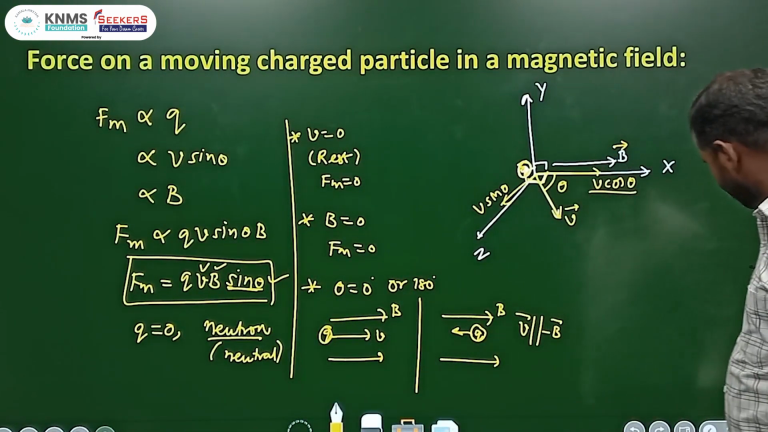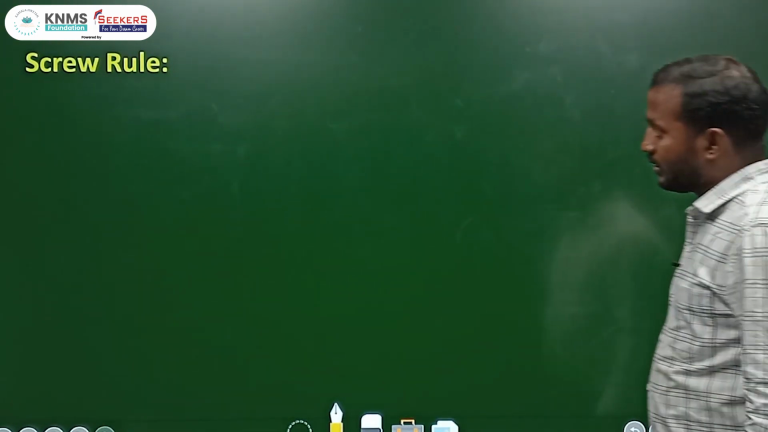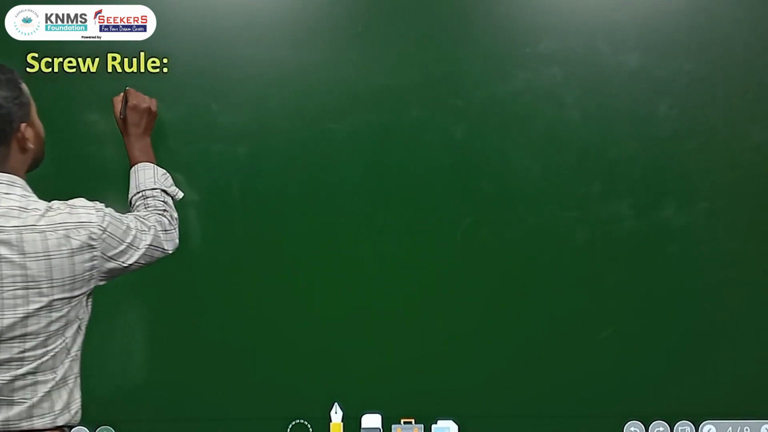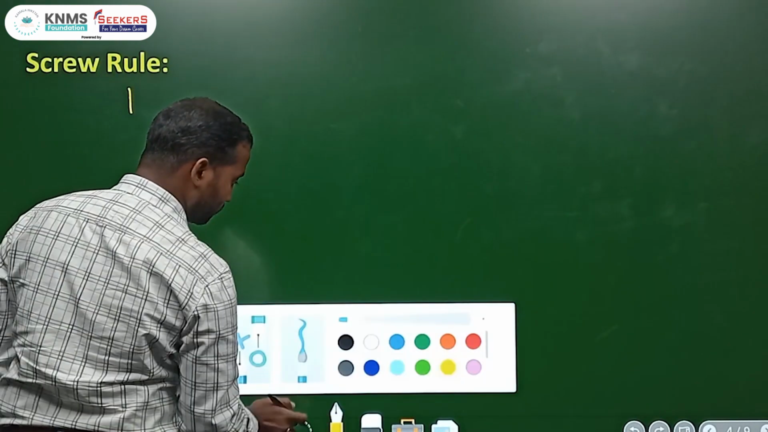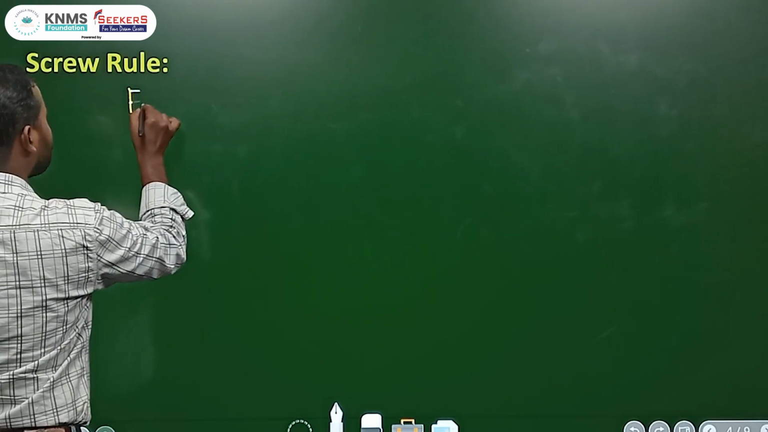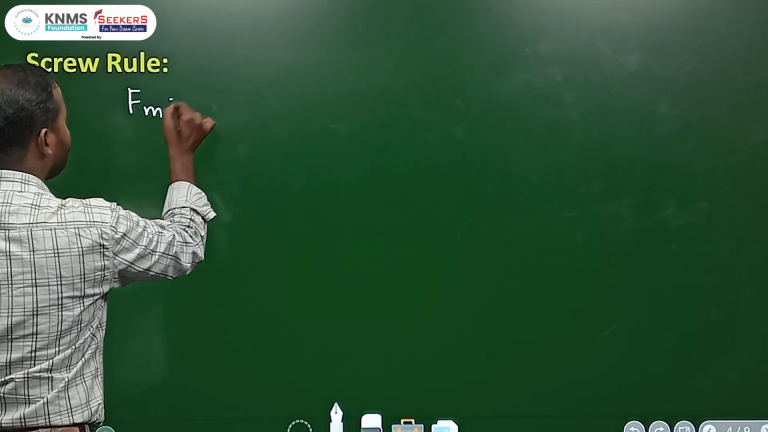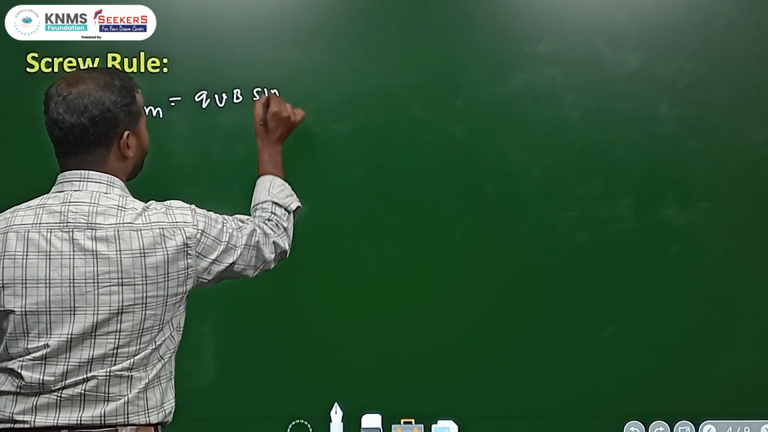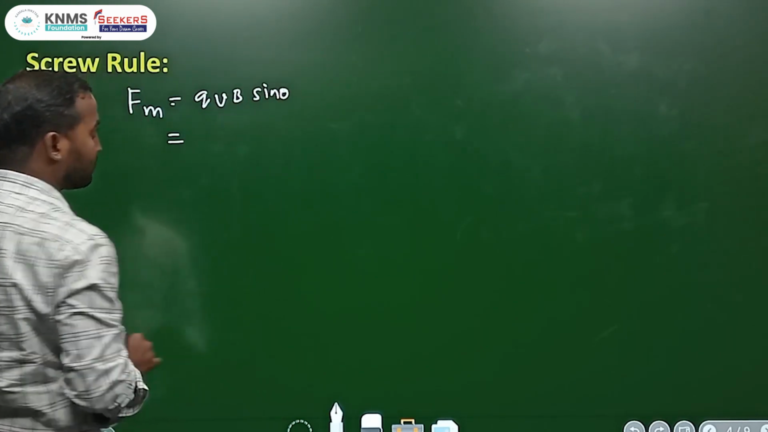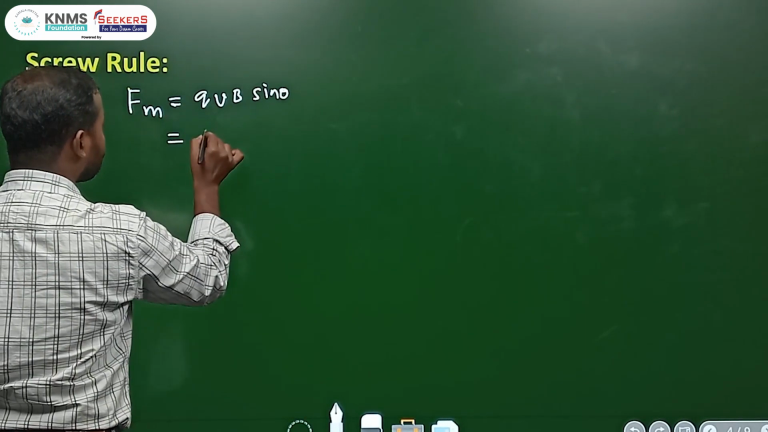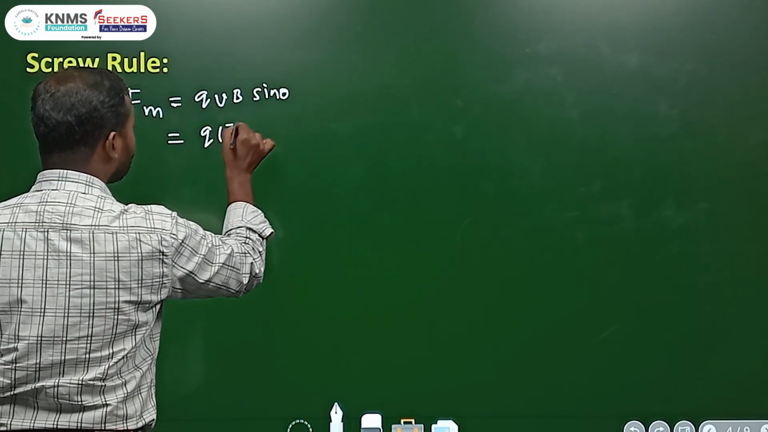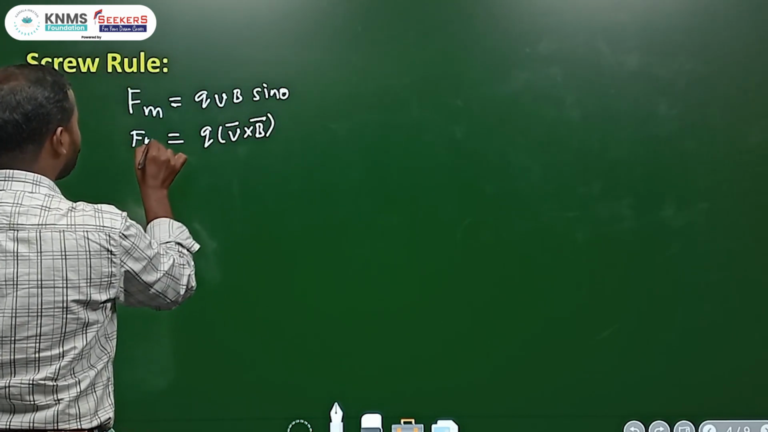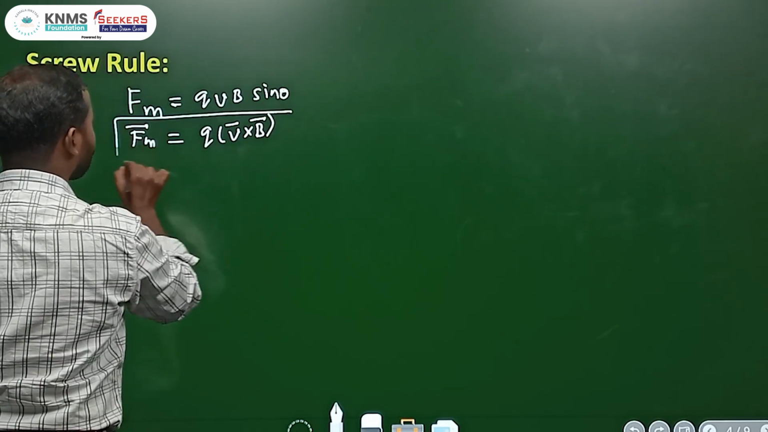Going to the next slide. Right, how do you find the magnetic force direction? You have seen that the magnetic force Fm is QVB sin theta. What is theta? That is the angle between the velocity vector and the magnetic field vector. Hence, can I write it as Q V bar cross B bar? Right, so this is the magnetic force in vector form.